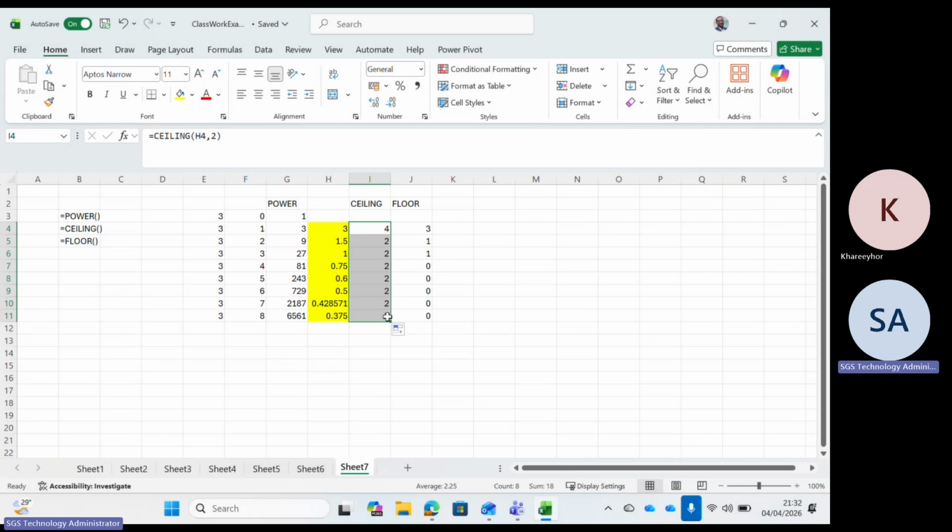So let's try to learn another one. REPLACE. That's just what the name implies. Replace.